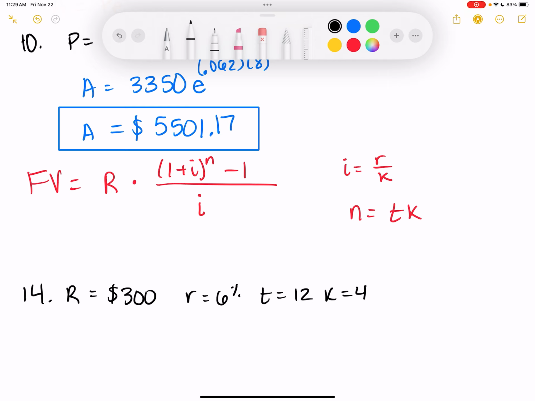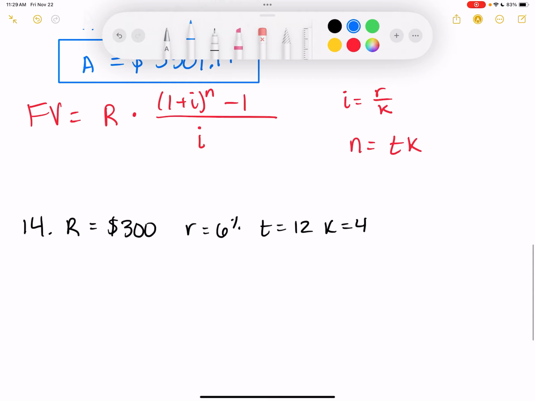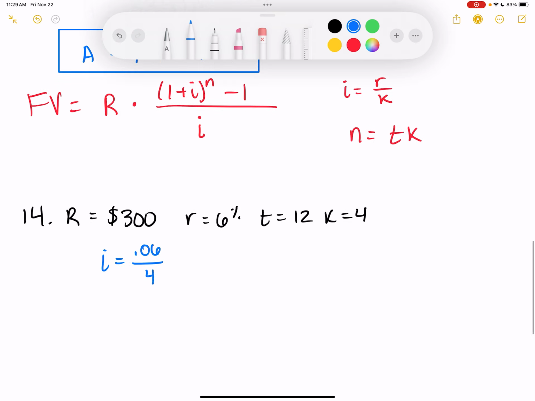So I pretty much always find I and N first before I do anything else. I equals r over K, so that's going to be 0.06 over 4. And what do I get when I divide those things? 0.015. And then N is equal to 12 times 4, which is 48. So I'm going to use these numbers when I plug into my formula up here.